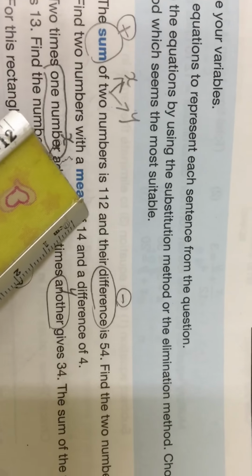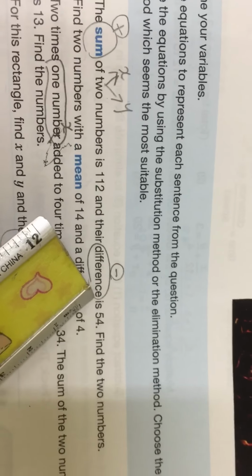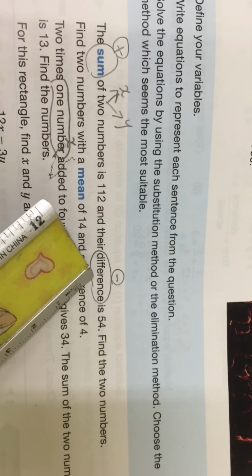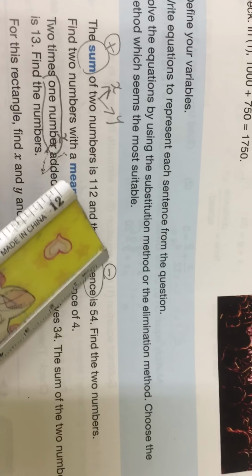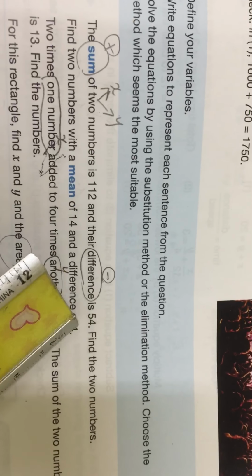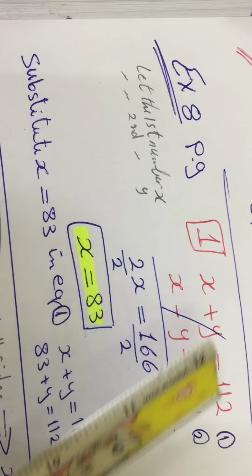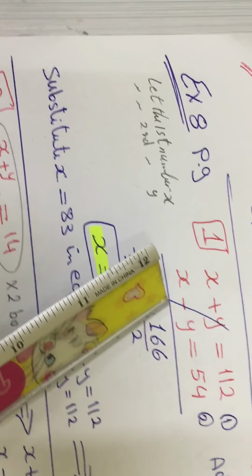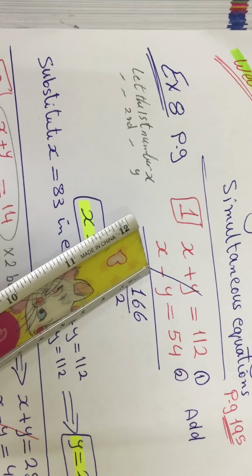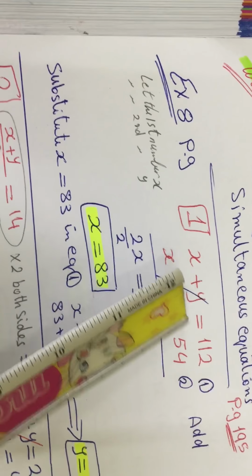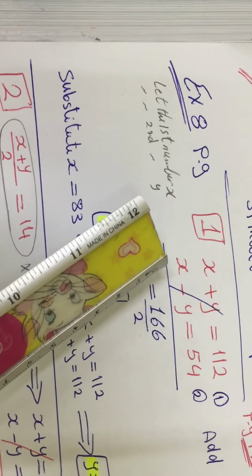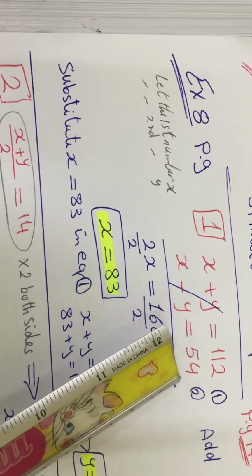Let's go to the problem again. The sum of the two numbers is 112 and their difference. What does it mean by difference? The difference between the two numbers, subtraction, is 54. So I let the first number x, the second number y. It says the sum, so I add them, equal 112. And the difference, so I'll subtract them. The first equation is x plus y equals 112. And the second equation is x minus y equals 54.